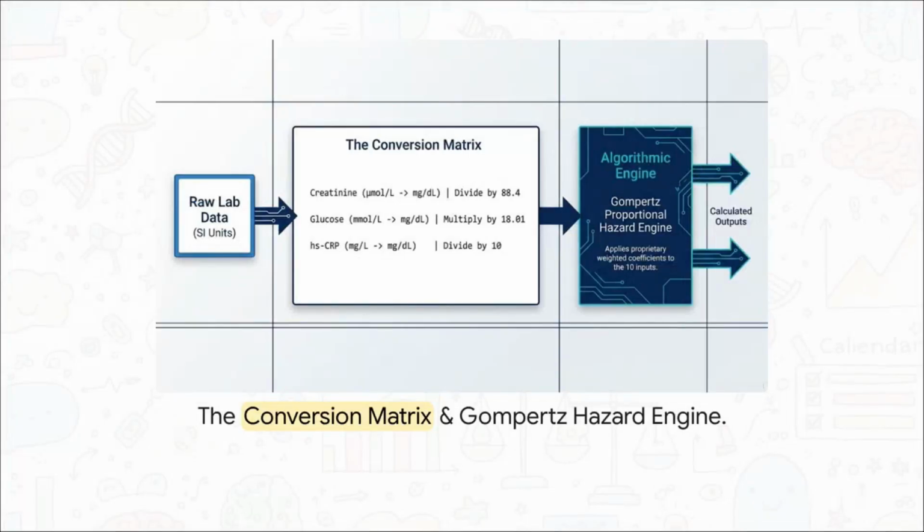You can see how that workflow plays out in this conversion matrix. Raw lab data in SI units has to be converted, like say, dividing creatinine by 88.4 or multiplying glucose by 18.01. Once the data is basically speaking the right language, it gets fed straight into the Gompertz proportional hazard engine. That engine applies those weighted coefficients and spits out the final physiological outputs.